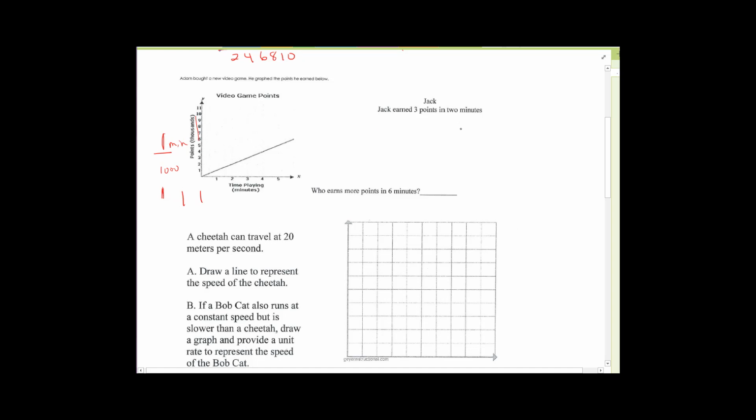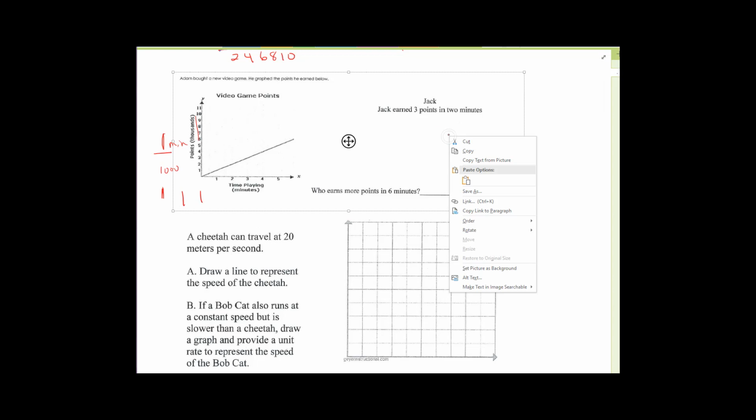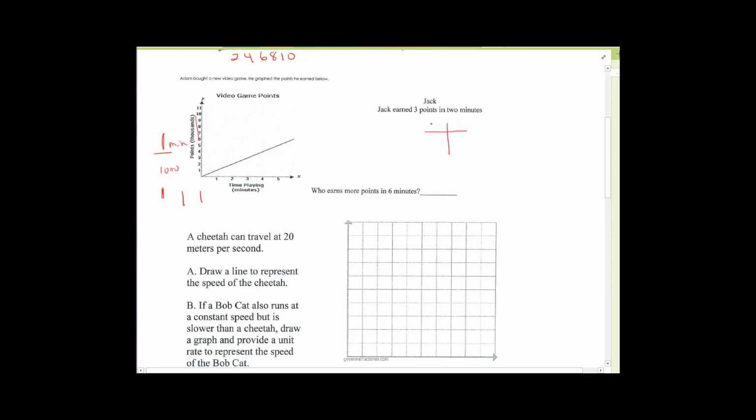Now we need to find out Jack. Jack earns 3 points in 2 minutes. So again, if we were going to do our table here again, x and y, we could go 1, 2, 3. Minutes is usually x, so time is going to be our minutes, and points are going to be y, because how many points he makes depends on how much time he plays. So he earned 3 points in 2 minutes. So I can put that there.